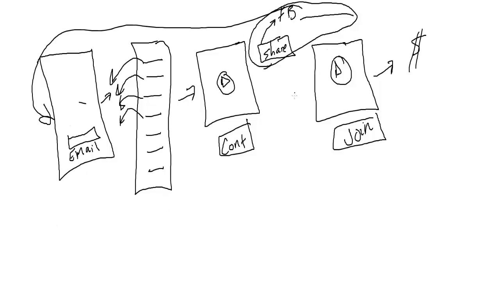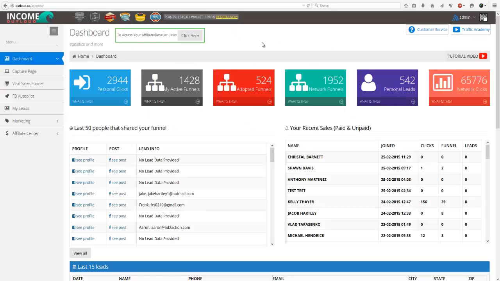And so it starts this viral process of sharing and resharing. And this is how we have it set up here at Income Out Loud, and I'll show you how that's set up and how you do it in just a moment. Alright, so this is the way you do it, and let's go on to the next part of the video. So now that you understand what a viral funnel is, let me show you what this looks like in real time. In the Income Out Loud back office, you have the ability to create capture pages, autoresponders, viral sales funnel.